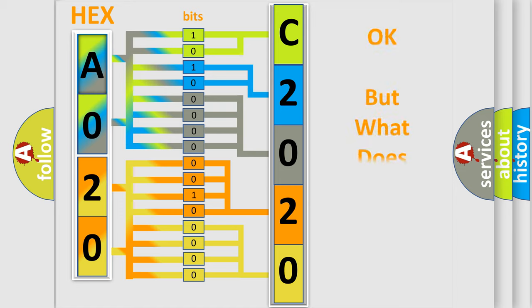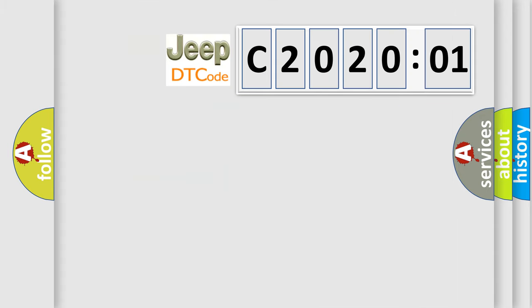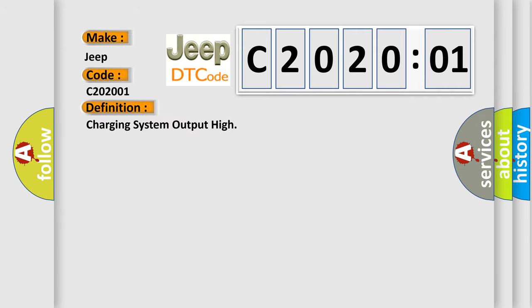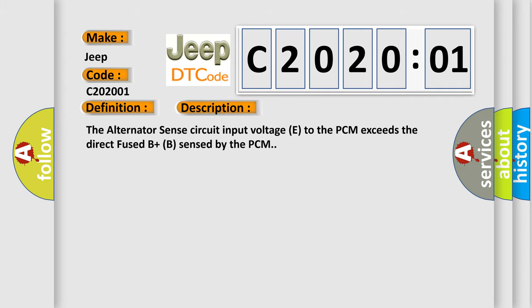The number itself does not make sense to us if we cannot assign information to what it actually expresses. So, what does the Diagnostic Trouble Code C2020-01 interpret specifically for Jeep manufacturers? The basic definition is charging system output high. And now this is a short description of this DTC code. The alternator sense circuit input voltage to the PCM exceeds the direct fused B+ voltage sensed by the PCM.